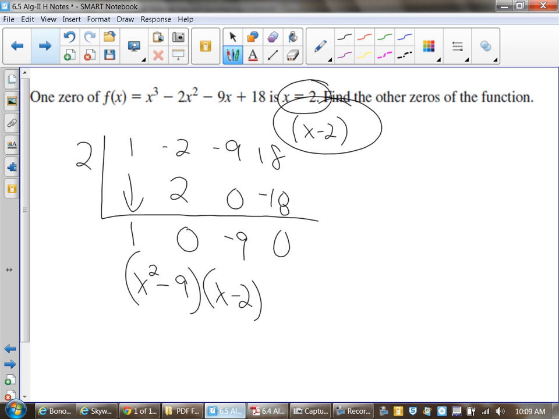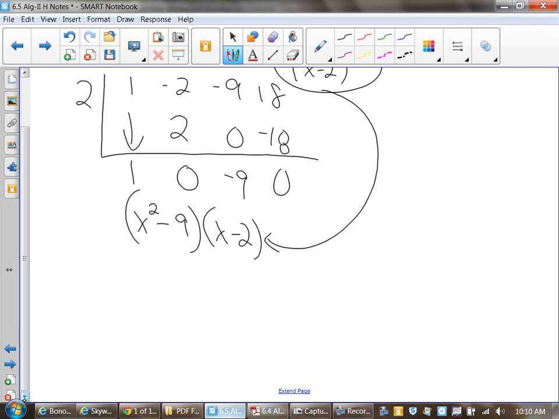Remember, the reason I brought this in here is because it gave me my 0 at positive 2, which means my term is x minus 2. I'm trying to find all of my zeros, so I'm just writing it along for the ride. So I have x plus 3, x minus 3, and x minus 2, all equal 0. So my list of zeros is negative 3, 3, and 2.